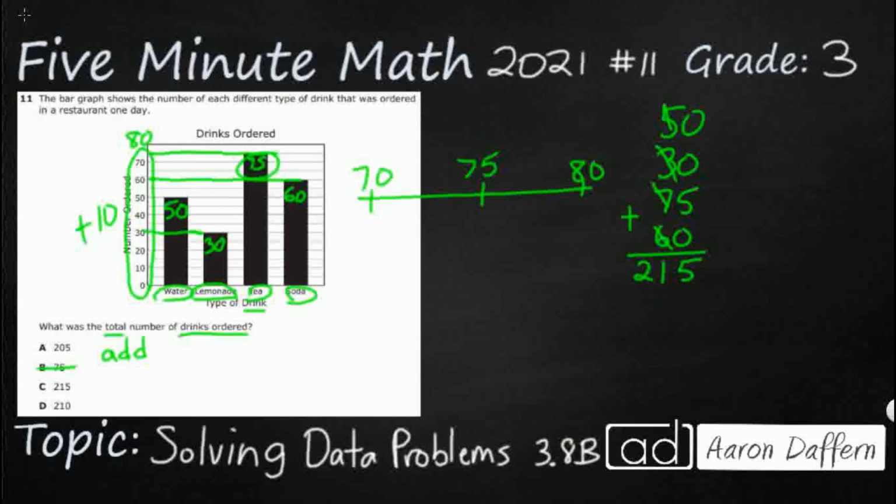We could do it just the regular way, but sometimes when you're adding big lists of numbers, look for tens. Watch, we'll just do it from top down. That's going to be 5. So 5 and 3, that's 8. Add the 7, that's 15. Add the 6, 21. So your answer is C, 215.